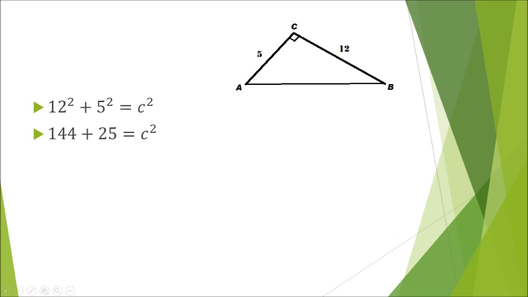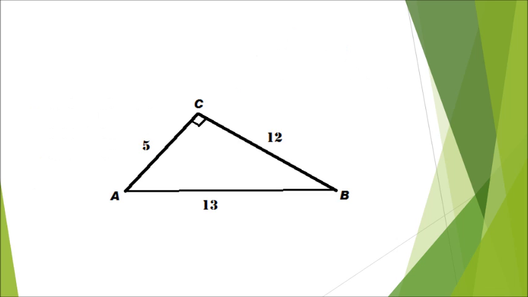And then 144 plus 25 equals 169. So that equals C squared. And then if we just take the square root of both sides, we get 13 equals C. So this means that the hypotenuse length is 13. So here is the completed triangle.